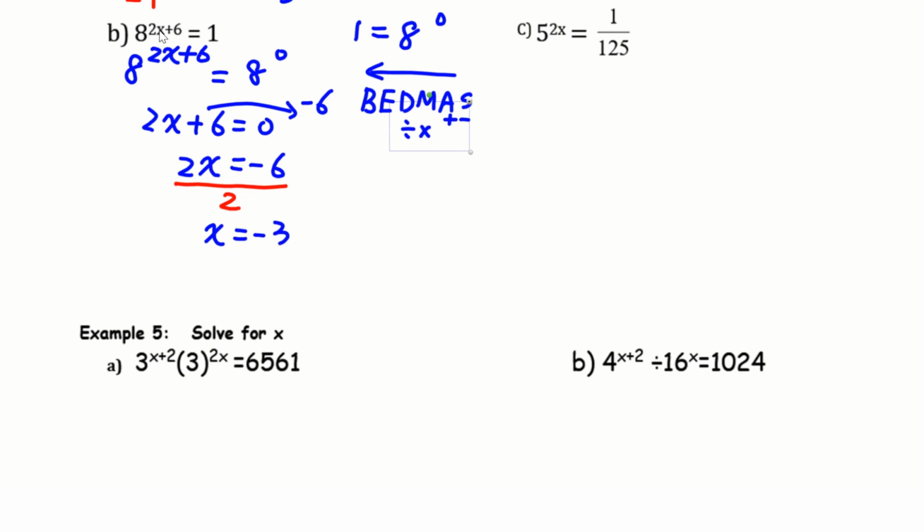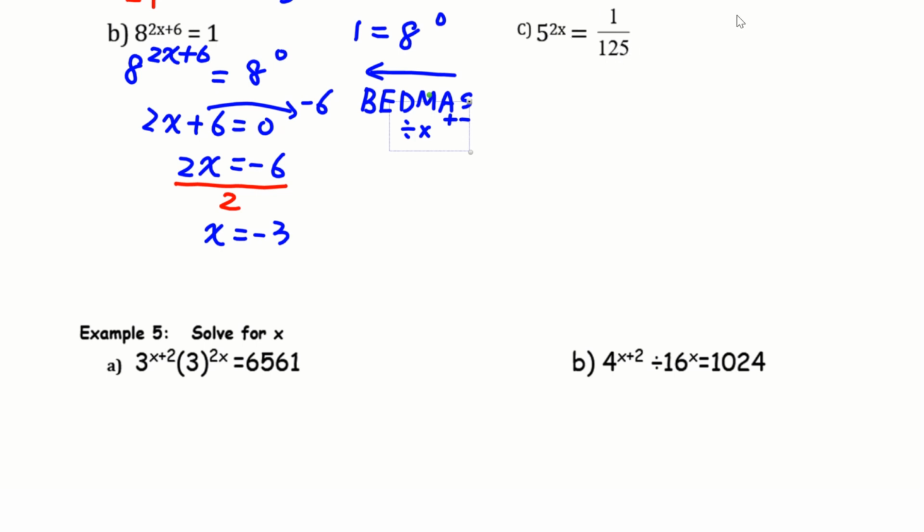Then you could check by substituting it back. 2 times negative 3 gives you negative 6. Negative 6 plus 6 is 0. 8 to the exponent 0 gives you 1. So it's correct.